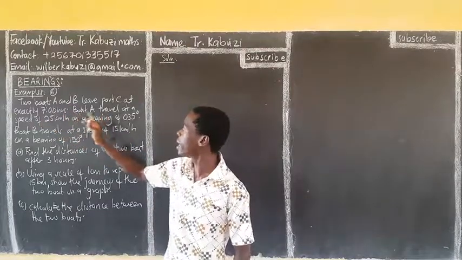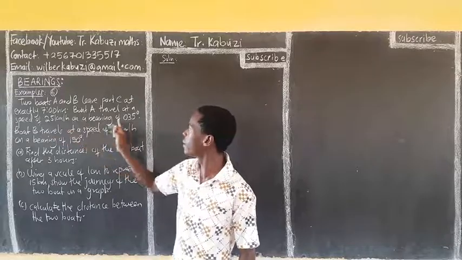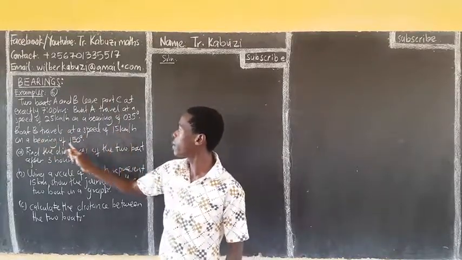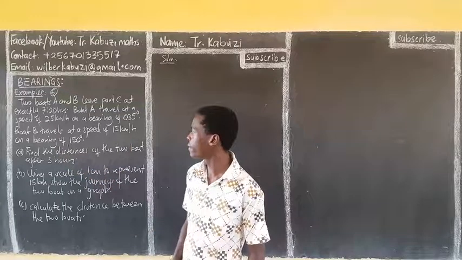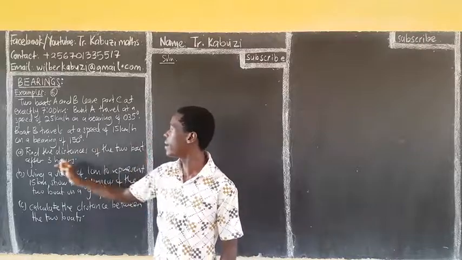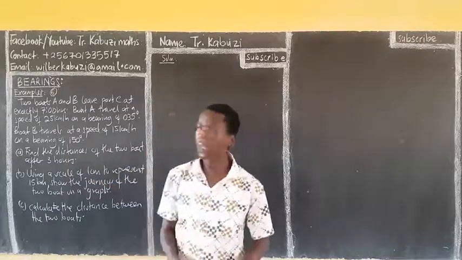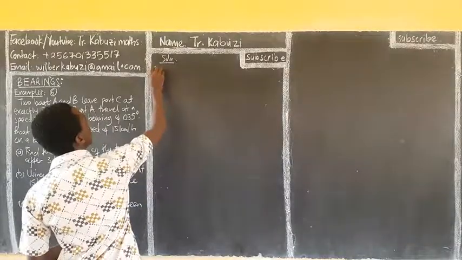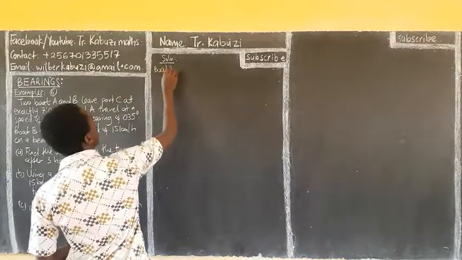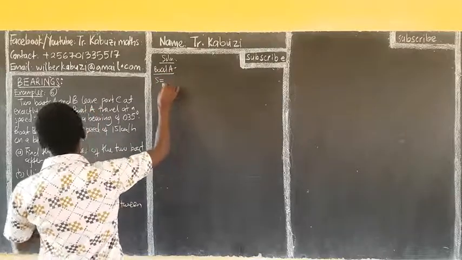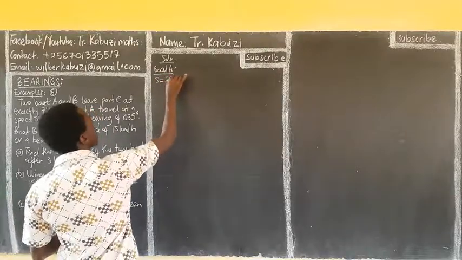Boat A travels at the speed of this, on the bearing of this, and boat B travels at the speed of 15 kilometers per hour on a bearing of 150 degrees. Find the distances of the two boats after 3 hours. So now, the solution here is, boat A is using a speed of 25 kilometers per hour.